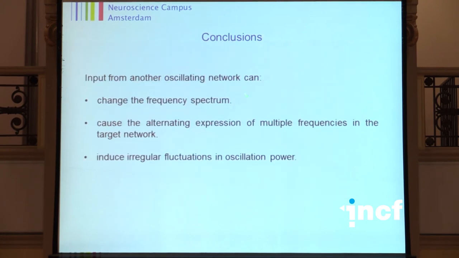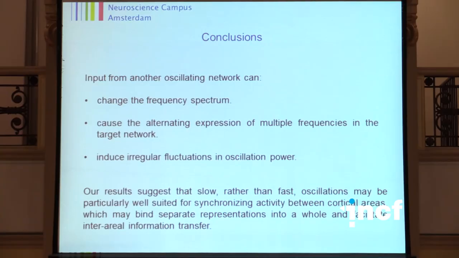So in summary, what we can say is that when you get input from another network in this target, you can observe first changes in the frequency spectrum. On the other hand, you can cause the alternating occurrence of episodes of different frequencies, and you can induce irregular fluctuations in the oscillation of the target network. So what we conclude is that these results suggest that the slow, rather than the fast oscillation, is more suitable to synchronize activity between cortical areas and can bind separate representations into a whole, facilitating inter-area information transfer.